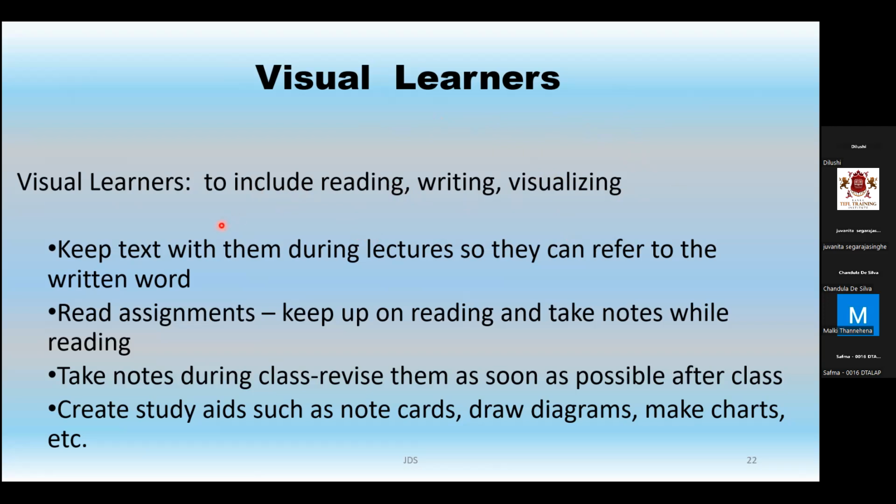to learn. Keep text with them during lectures so they can refer to the written word. They read assignments, write assignments, and take notes while reading. On the book itself, you will find underlining, or short notes in the margin. All that defines that the particular person is a visual learner. He depends more or less on visual stimuli to remember and recall things.